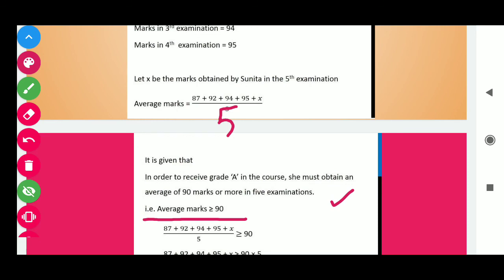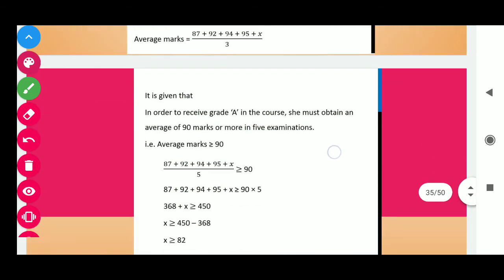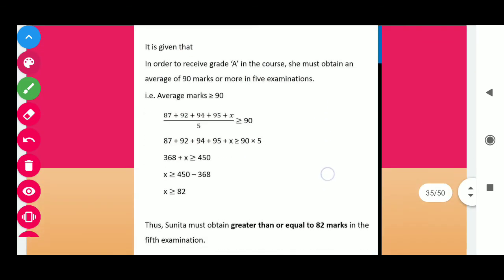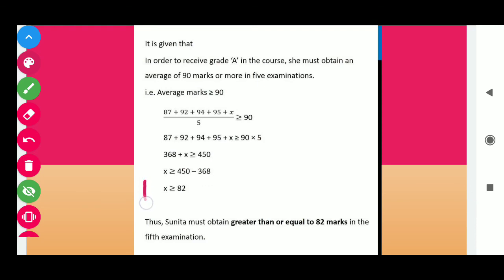And now students, (87 plus 92 plus 94 plus 95 plus x) over 5 greater than or equal to 90. So students, by simple calculation, you will get the required result, x greater than or equal to 82. Thus, Sunita must obtain greater than or equal to 82 marks in the 5th examination.